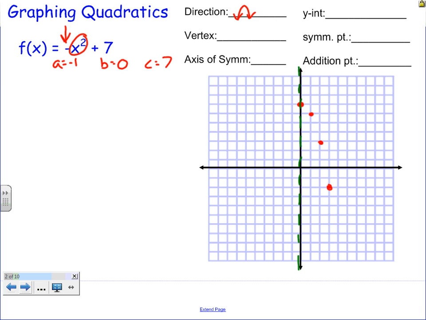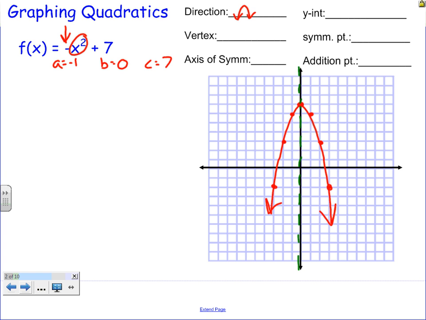And then the left-hand side is symmetrical. So notice this point here is over 1, down 1. Over 1, down 3, over 1, down 5. And notice my symmetrical point and my axis of symmetry is the same. Okay? So there is a sketch of my curve. And notice I used the steps for this one. Okay?